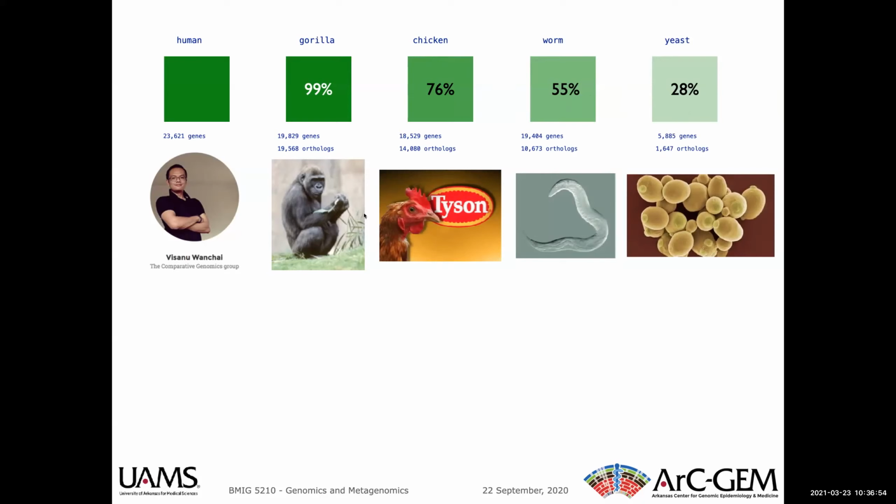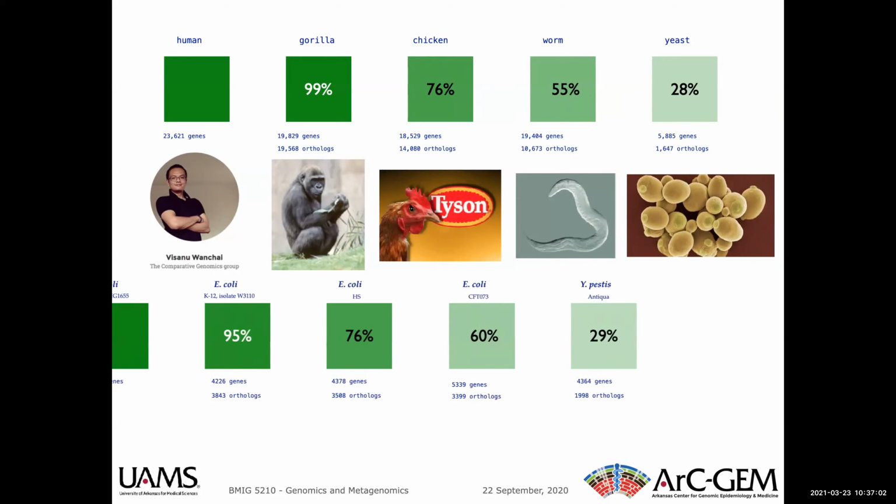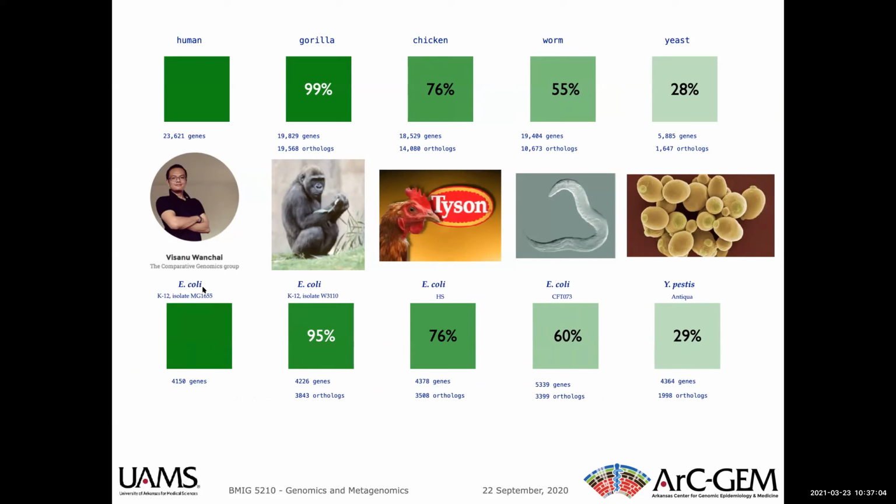You guys probably know this, right? It kind of makes sense: gorillas and humans, 99%; chickens, 76%. That's fine. But now these are all the same species, E. coli, E. coli, E. coli, E. coli. Now it's Yersinia, but this E. coli has 4,150 genes. Now, when we compare another one, the same strain K12 but a different isolate, it only has 3,843 that are the same between these, so 95% of the orthologs are shared. This is a commensal strain.